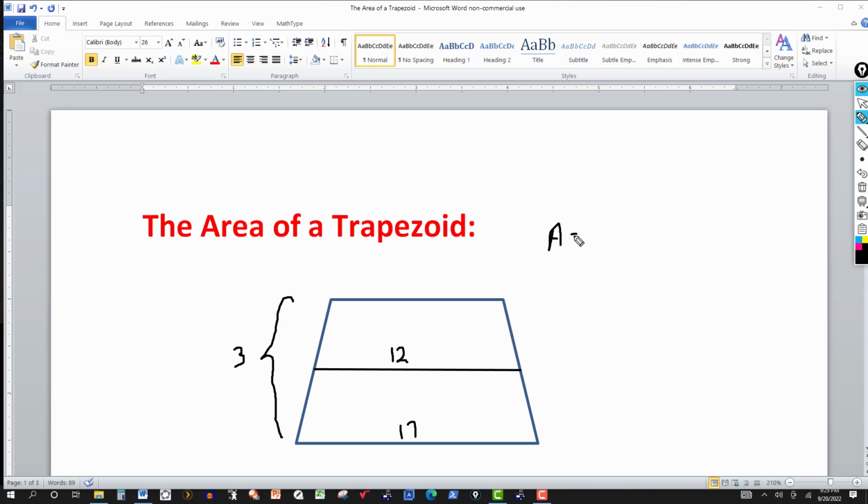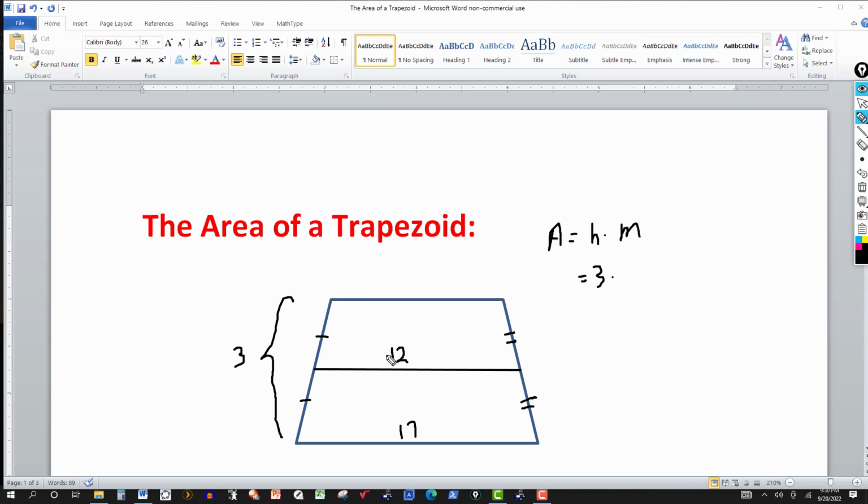Area is going to equal the altitude times M, using M for the median. In this case, the altitude here is 3. I can't use the 17 for this one, so I use the median. And it might be given this way just to let you know that it's a median. Because remember, the median bisects the legs.